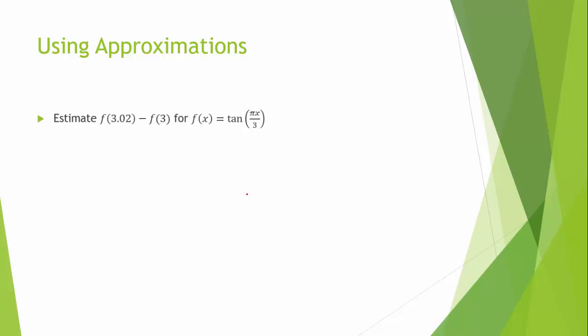So I want to know what's f of 3.02 minus f of 3 for f of x equals tangent of pi x over 3. Okay, so again, this difference is my delta f. So delta f is going to be approximately equal to f prime of a times delta x. All right, well, they already gave me the function. What's my starting point that I have to find the tangent line at? Well, it's going to be right here at 3. So I need to do f prime of 3.